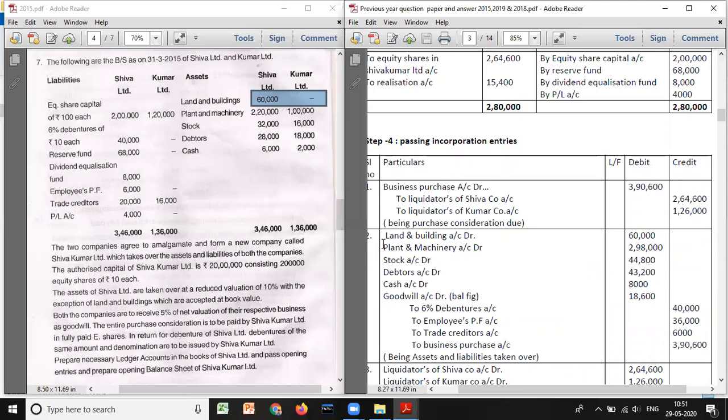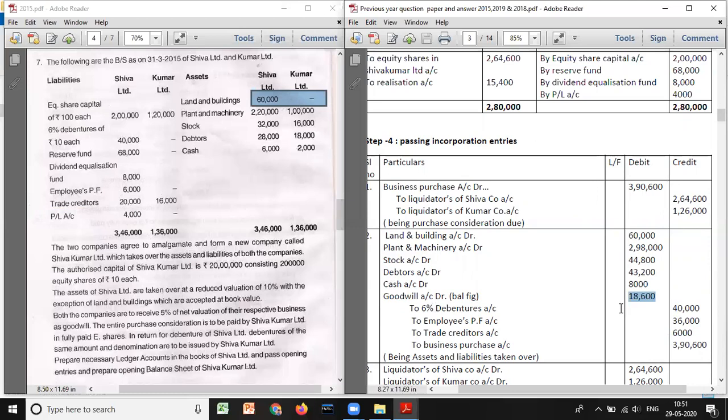And always you have to leave one line. After writing assets under incorporation entries, you have to leave one line space. Next, liabilities, 40,000, nil, 40,000. Employee provident, 6,000, nil, 6,000. Trade creditors, 20 plus 16, 36. Look at here, 36. We are done. Next, business purchase account, which was debited here, the same will be credited here. And look at here, the credit column will be more compared to the debit column. That means we're getting a difference of 18,800.